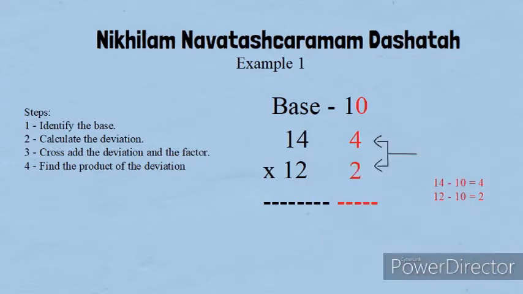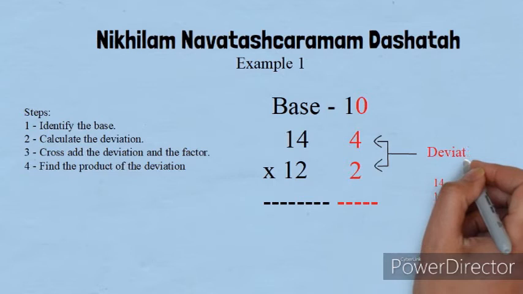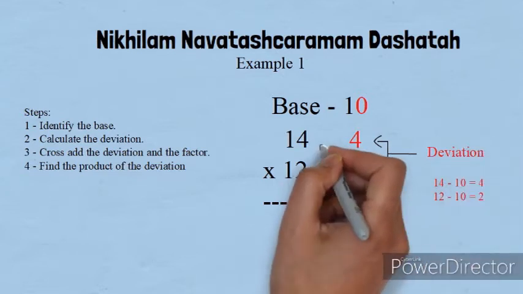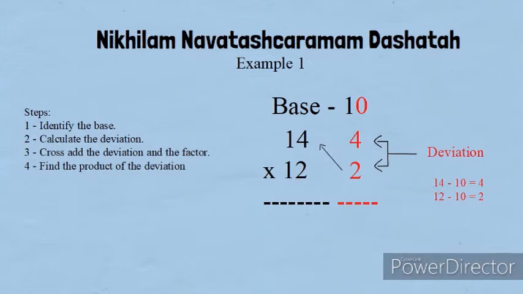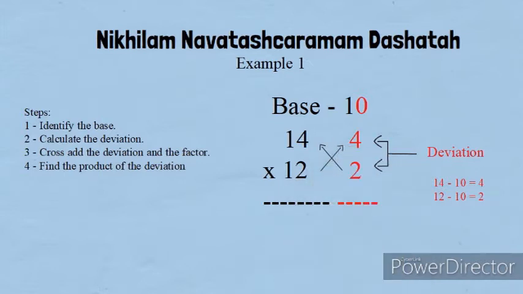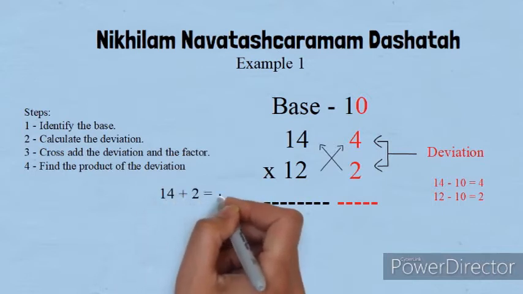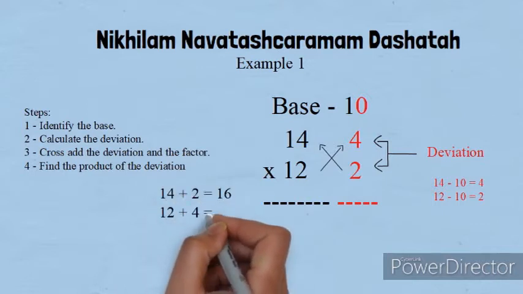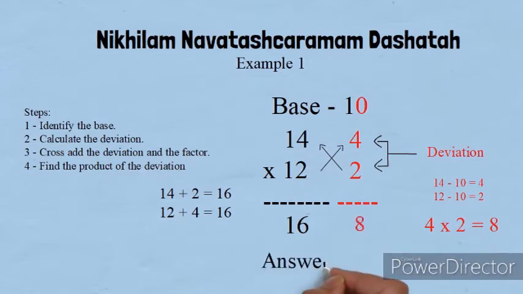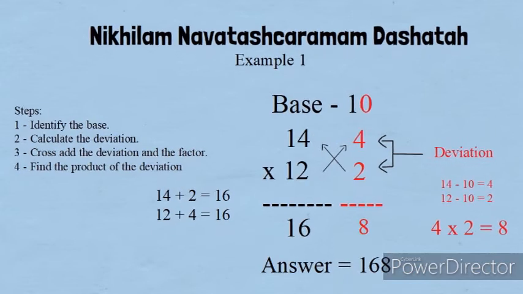Step 3. Cross-add the deviation and the factor. 14 plus 2 is 16 and 12 plus 4 is 16. Both equations equal 16, so you write 16 on the left-hand side. Now step 4, find the product of the deviation. 4 times 2 is 8. You write 8 on the right-hand side. The total answer is 168.